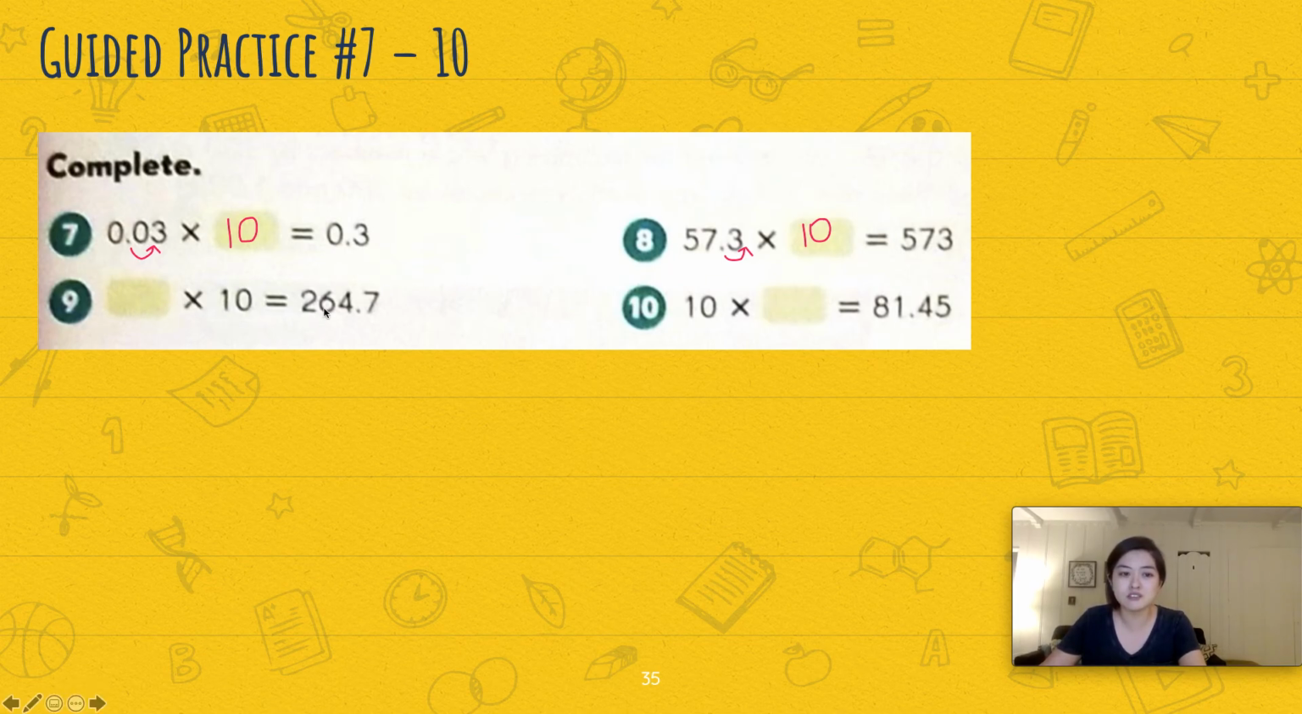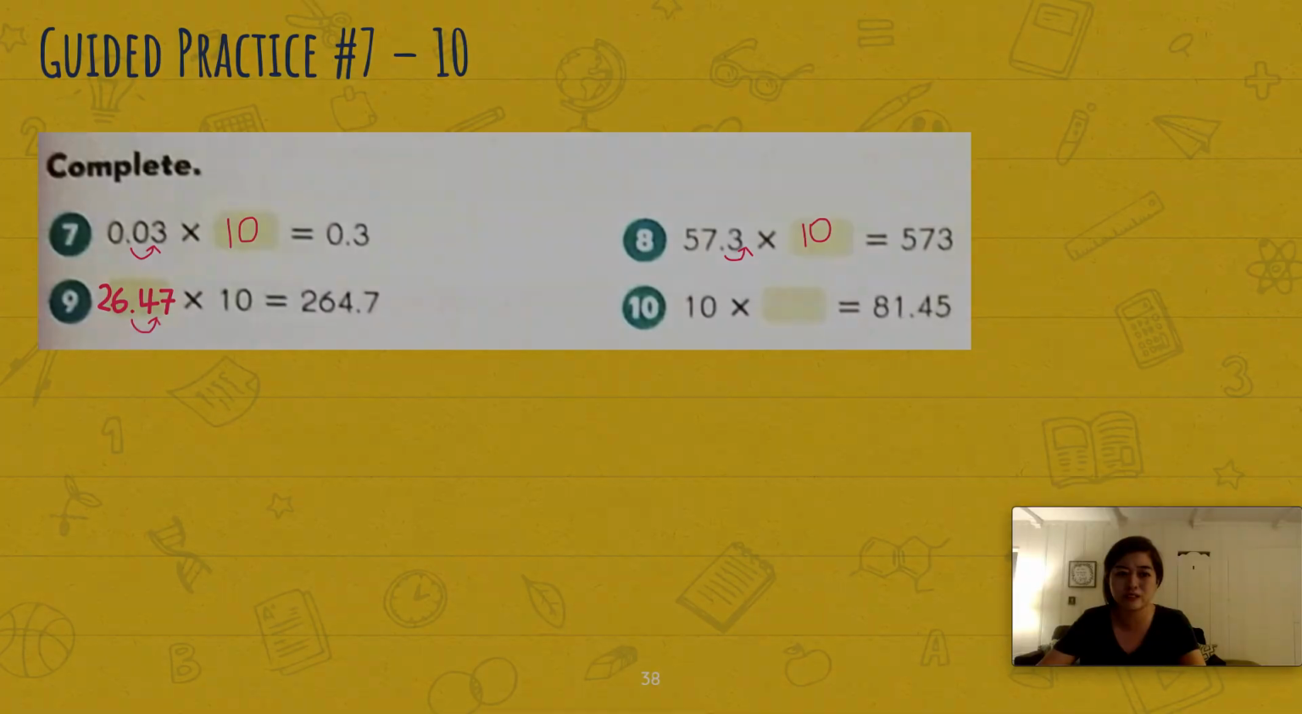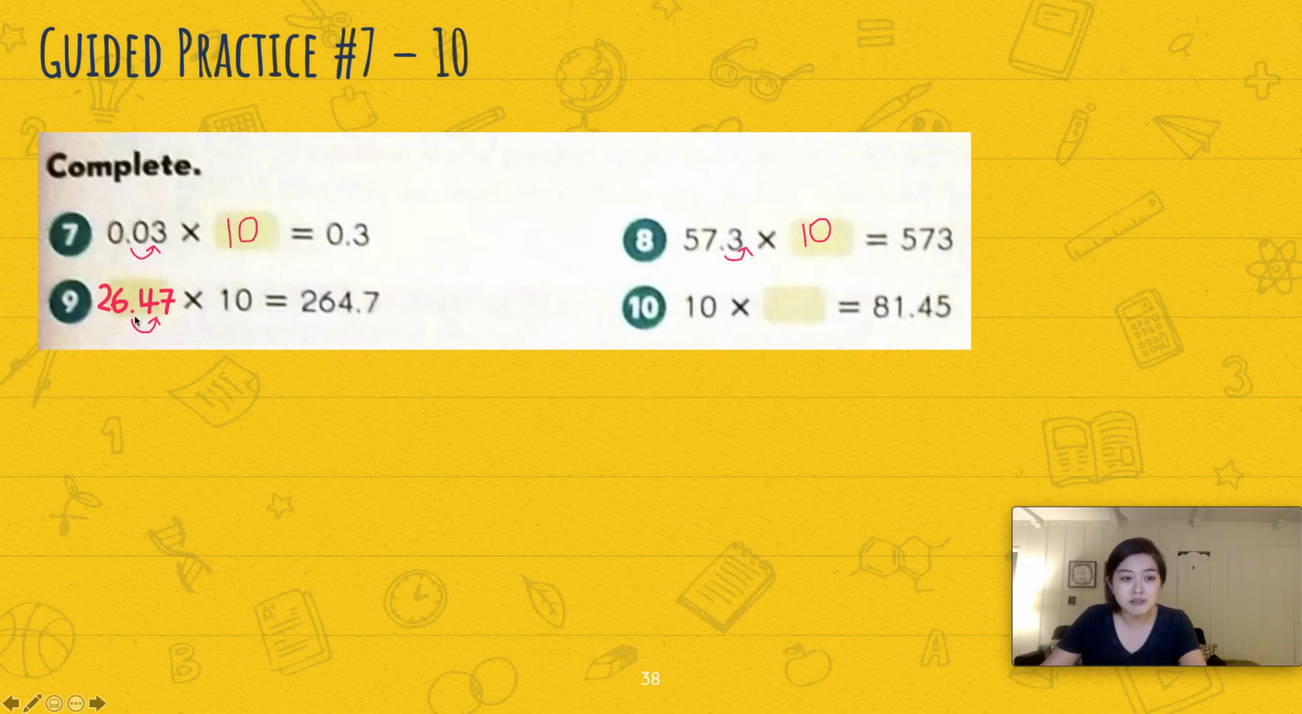What about here? Something times 10 is 264.7. Okay, since I have an answer here, I'm going to look at the decimal point of my answer, and I'm going to go backwards 1 to see what I have to multiply by 10 to get 264.7. So that's 26.47 times 10. And I'm going to check it. Is 26.47 times 10 equal to 264.7? Let's see. If I multiply that by 10, the decimal point goes between the 4 and the 7. And yeah, that's exactly right. So it works.